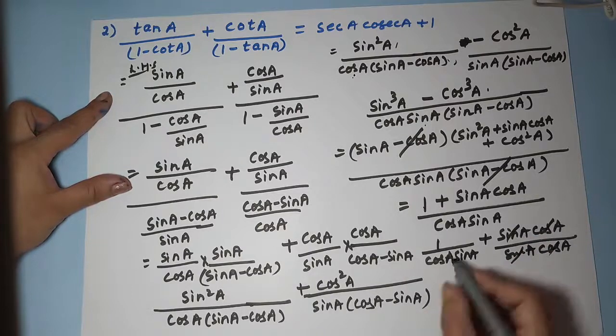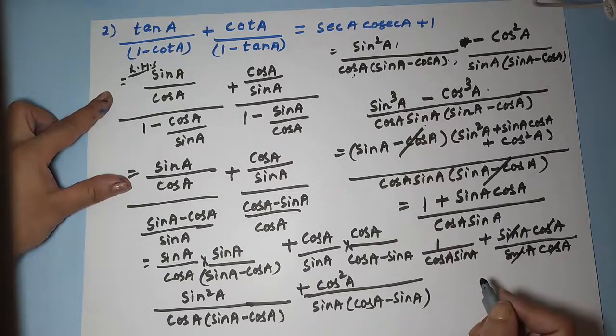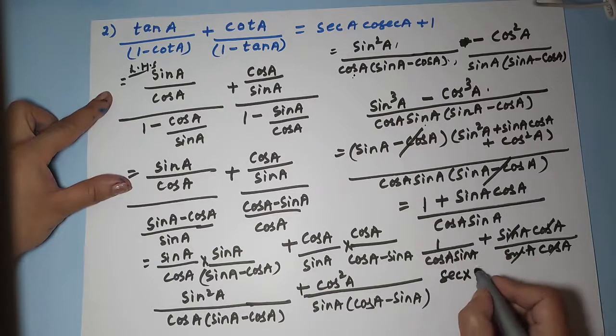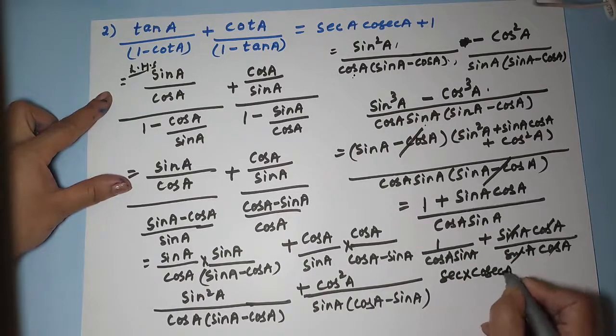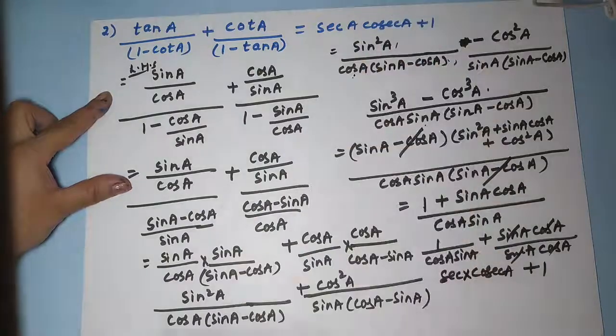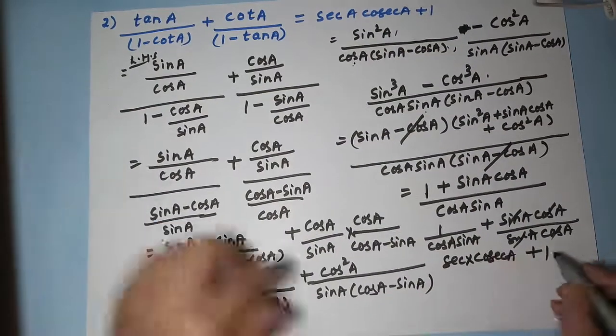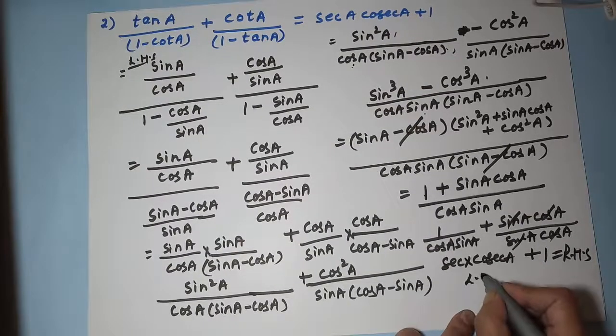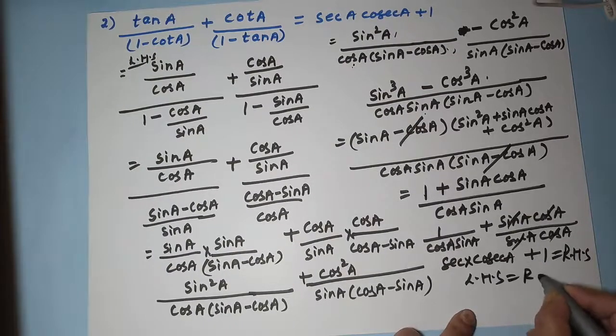This will go. 1 by cos A is sec A into 1 by sine A is cosec A plus 1. Was that my right hand side? Yes, that was my right hand side. So you have proved your left hand side equal to right hand side, right?